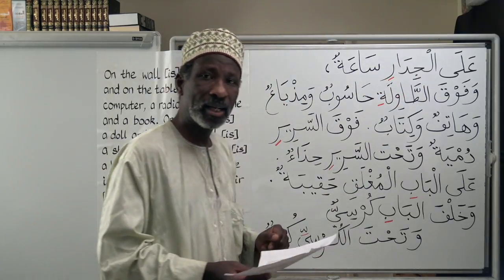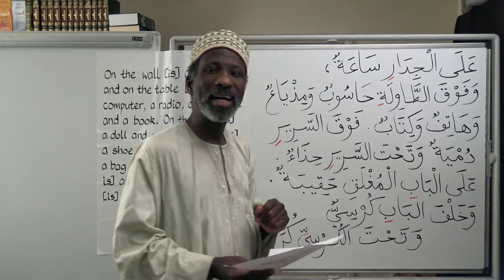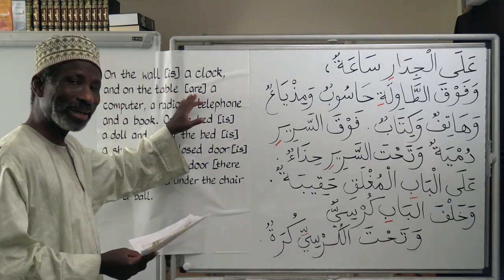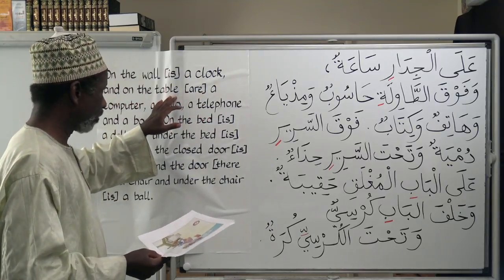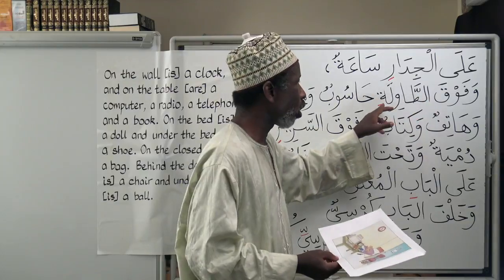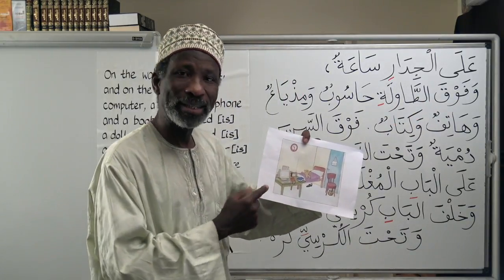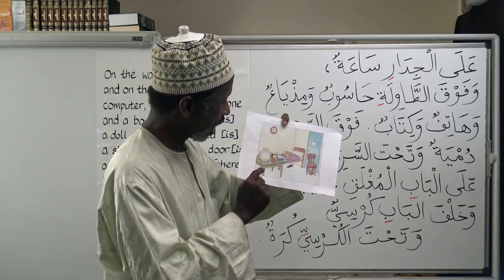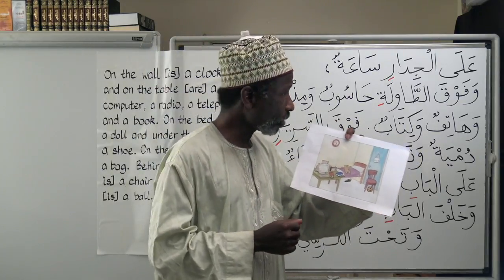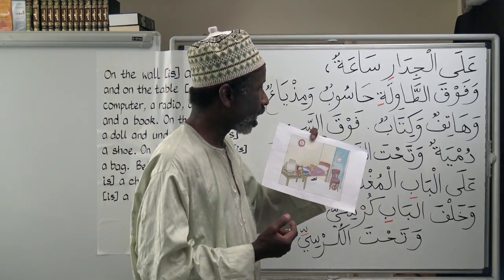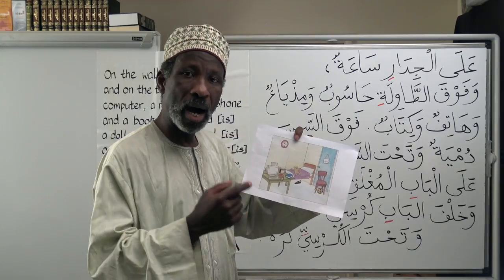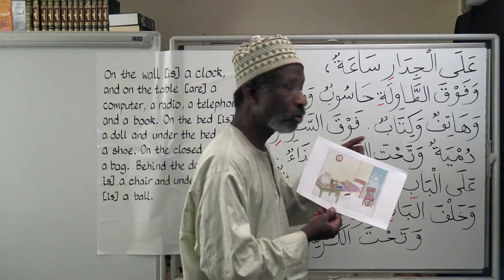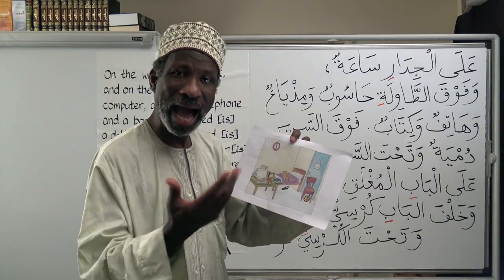على الجدار, on the wall, there is a verb to be here. Is ساعة, a clock. And on the table are, again, that verb to be. On the table are a computer. وفوق الطاولة حاسوب. You can say حاسوب قديم. ومذياع, and a radio. وهاتف, a telephone. You can describe that as well. وهاتف أرضي مثلا, for example. وهاتف أرضي, a landline telephone. وكتاب, and a book. You can say وكتاب أزرق as well.